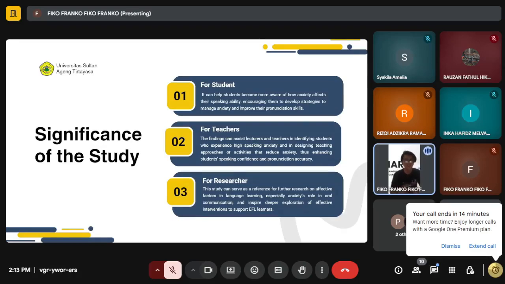And for teachers, the findings can assist lecturers and teachers in identifying students who experience high speaking anxiety and in designing teaching approaches or activities that reduce anxiety, thus enhancing student speaking confidence and pronunciation accuracy. And as for the researcher, I hope this study can serve as a reference for further research on affective factors in language learning, especially anxiety's role in oral communication, and inspire deeper exploration of effective interventions to support EFL learners.